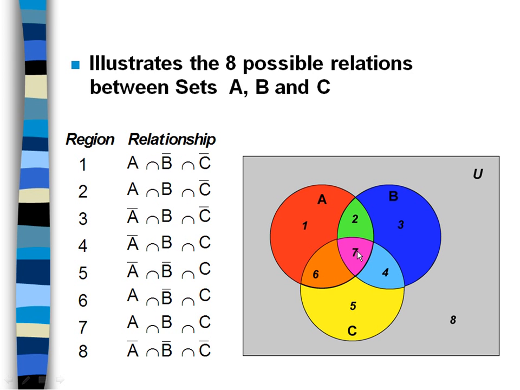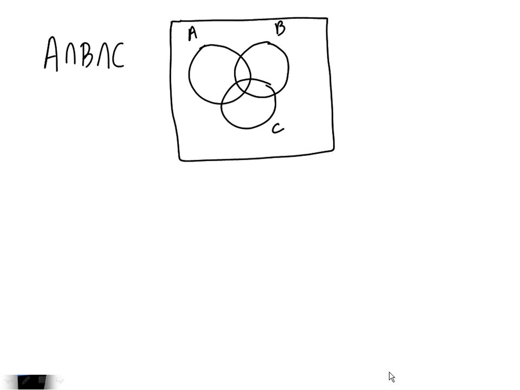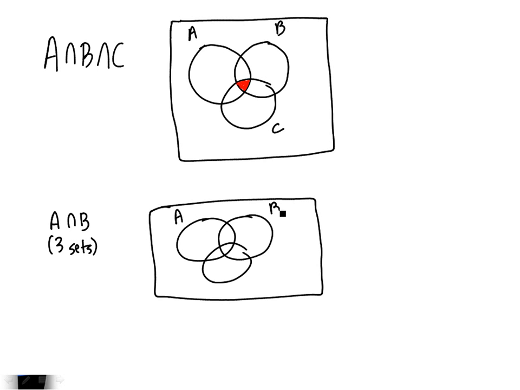So let's go over some other things you probably just need to memorize. So the first thing is A intersection B intersection C. Since I'm dealing with A, B, and C, of course there are 3 circles. So go ahead and memorize that the very center here in red represents A intersection B intersection C. The intersection of all 3 sets.